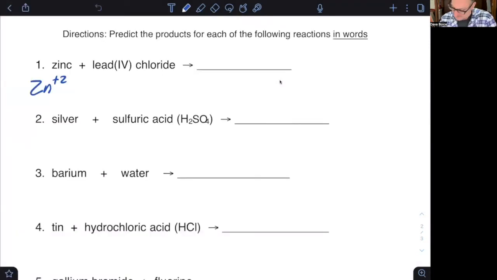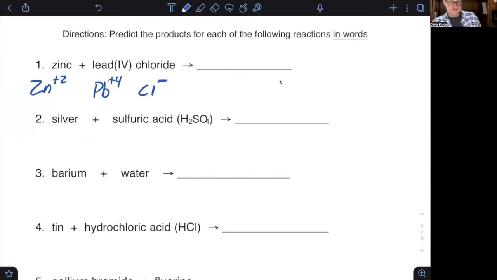Okay, and then lead 4. So lead is a variable charge, but we know what the charge is because it's lead 4. And then chloride, that's Cl, so that's going to form a -1 charge.